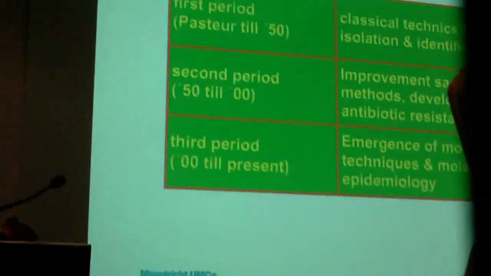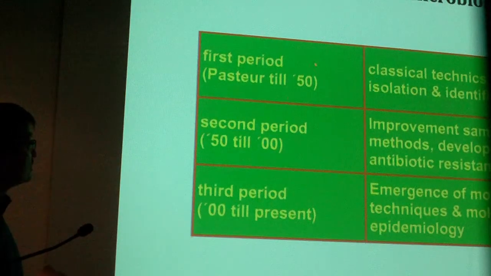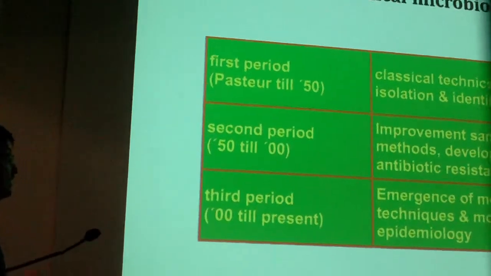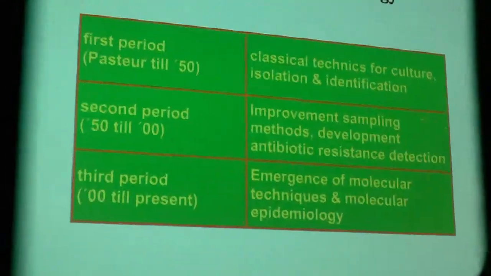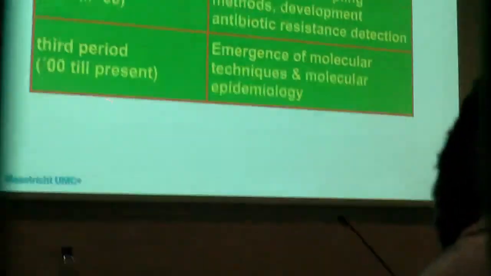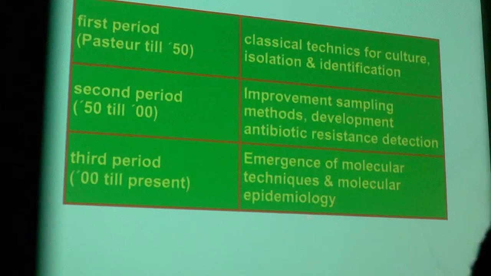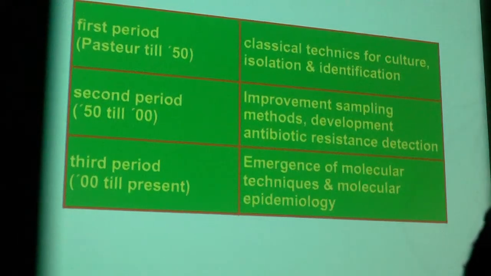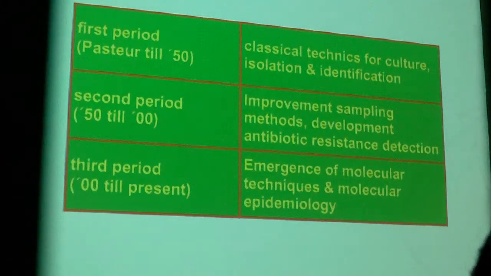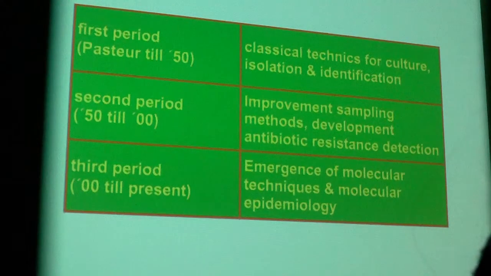We can discriminate three periods. The first period, until the 1950s, of classical techniques, culture, isolation of microorganisms. Then the second period in improving these same techniques. And then the third period, which is going on at this moment, is the emergence of molecular techniques and molecular epidemiology. I will not discuss molecular epidemiology today because I only have one lecture and it's far too much already, so I will skip that part.